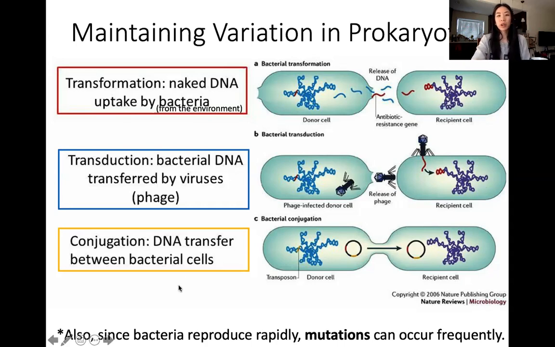The last way that there's variation is because bacteria reproduce rapidly, so they are always replicating, and every time you replicate, there's always a chance of mutation. So bacterial cells can get a lot of mutations, and that will give them variation. All right, so with genetic engineering, we're going to mostly focus on this top one, transformation.